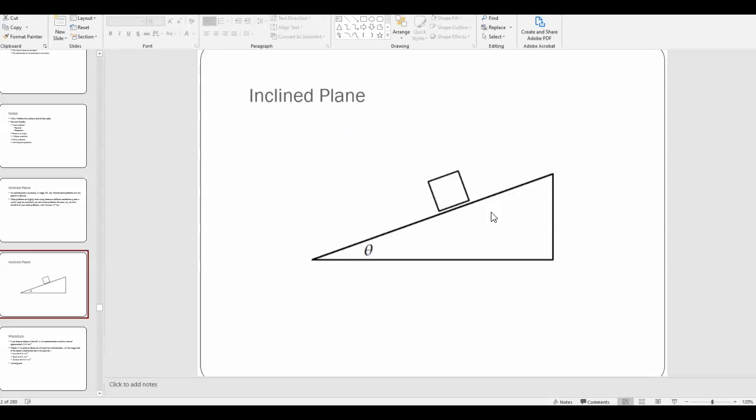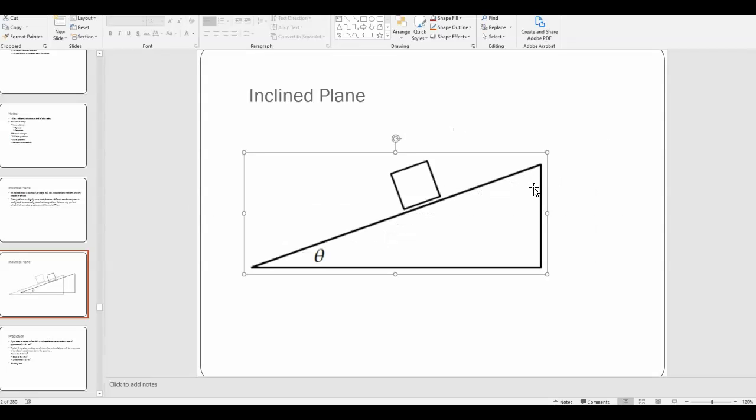Your basic inclined plane looks something like this. You have the plane itself, which is just a ramp. You can imagine it like a ramp or a hill, whatever helps you. You have some object, like a box, that's on the inclined plane, and then there's some angle that the plane makes with the horizontal, with the ground, and that angle is theta.